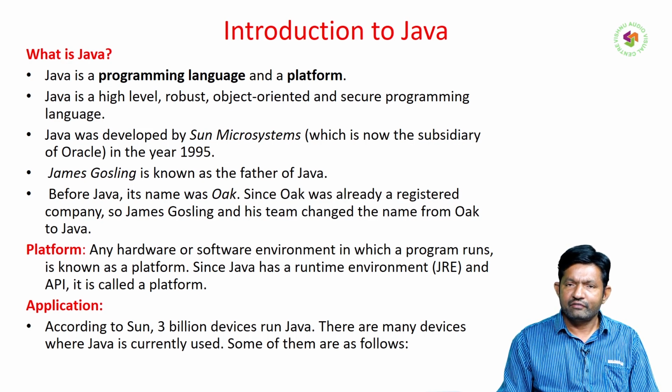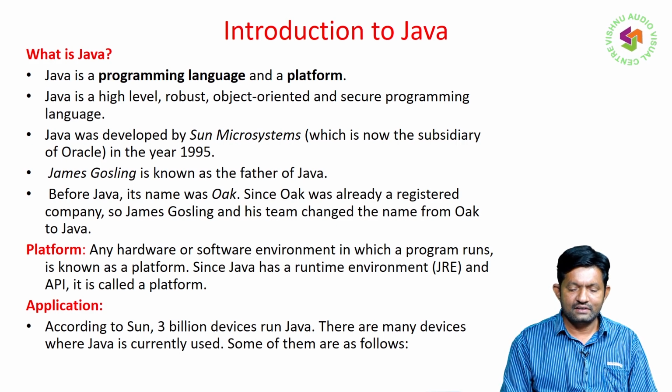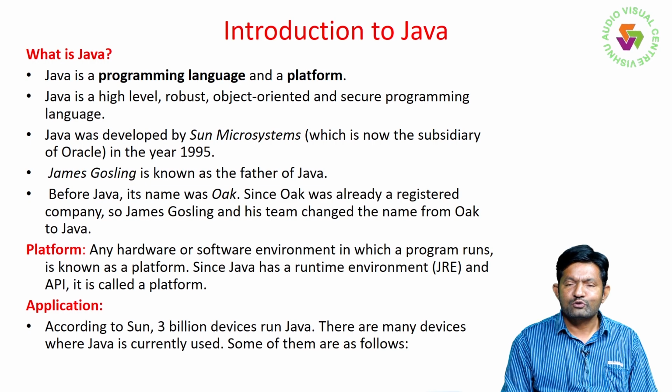So Java is platform independent. Why are we saying that Java is platform independent? Any hardware or software environment in which a program runs is known as a platform. Since Java has a runtime environment, JRE, and API, application programming interface, the Java runtime environment is called a platform in any programming languages.